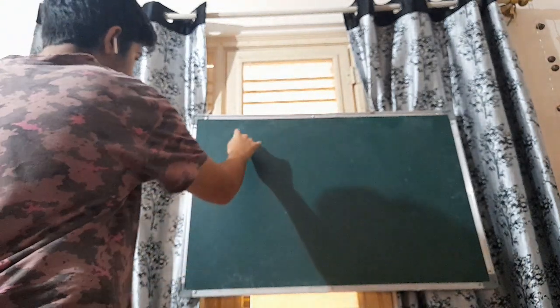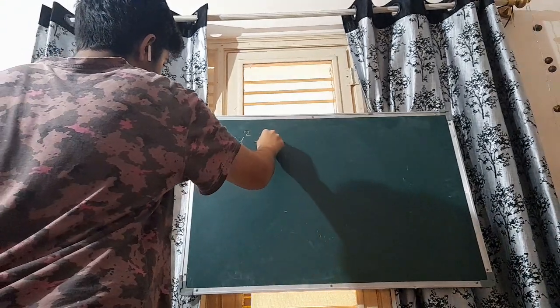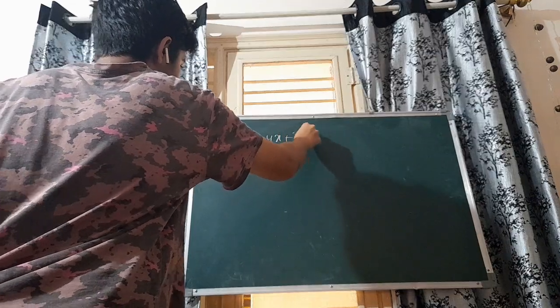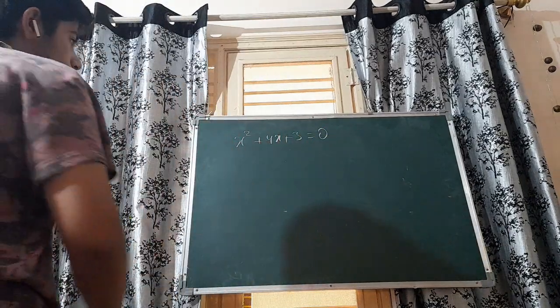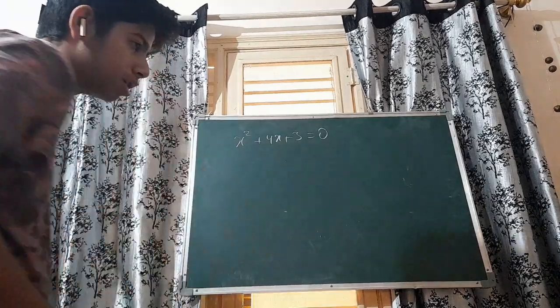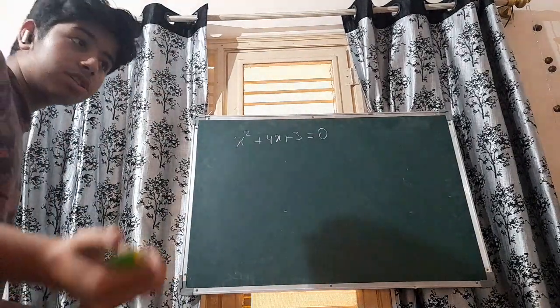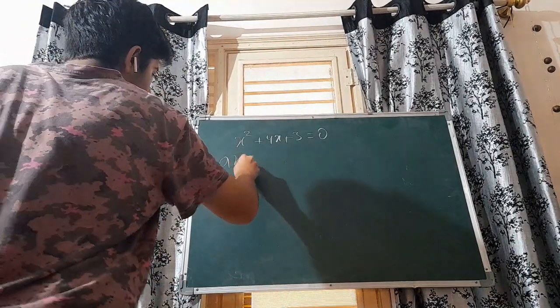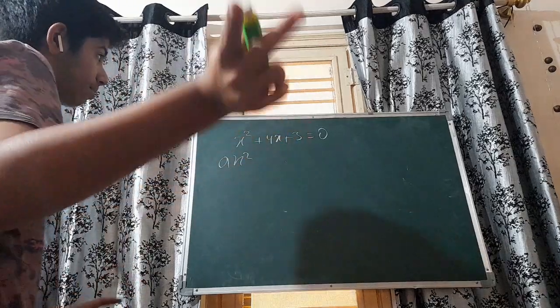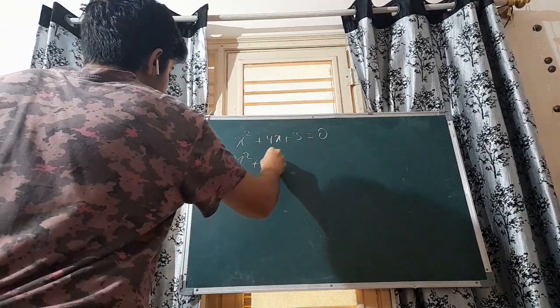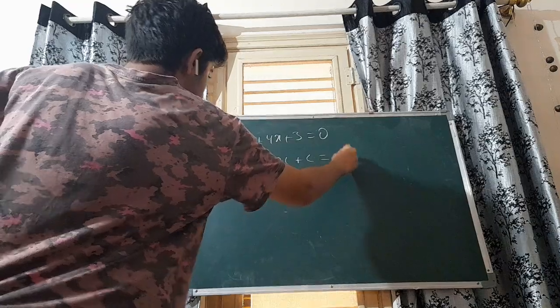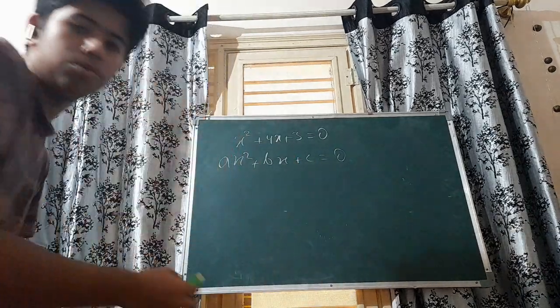So let's take an example. x squared plus 4x plus 3 equals 0. This is the form of a quadratic equation. A quadratic equation can also be represented as ax squared plus bx plus c equals 0, where a, b, c are going to be constants. This is the form of a quadratic equation.